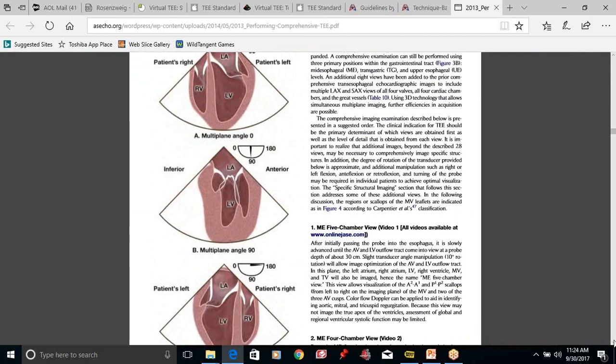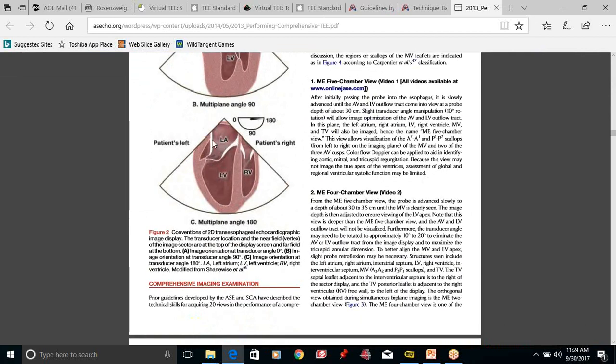And then if you go to 180 degrees, what was on the left side now goes to the right side, and what's on the right side goes to the left side. That's all that means. So when you move it from 0 to 180, you get the opposite picture. So the mid esophageal level.